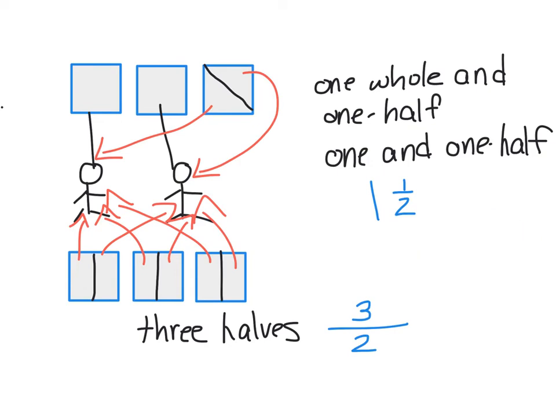Now let's take a look at the other fraction, 3 halves. Now 3 halves is called an improper fraction because the numerator is greater than the denominator. And an improper fraction is always greater than 1.